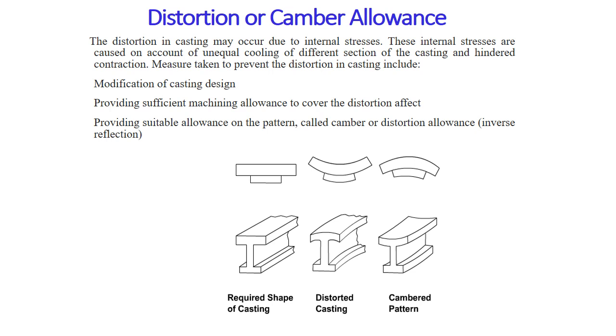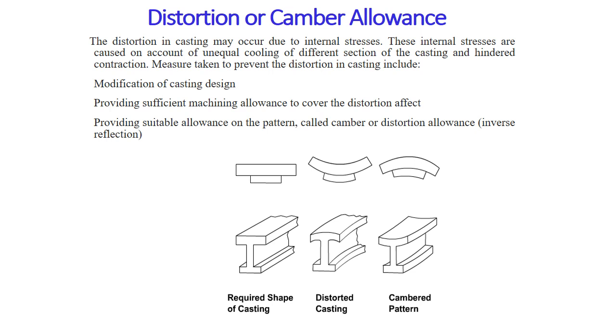The measure taken to prevent that distortion is that we have to make some sort of cambering on the opposite side, so that after this uneven contraction or distortion, it can be a straight part.